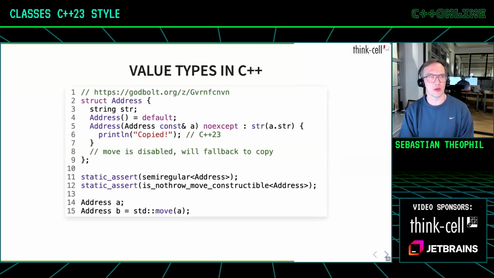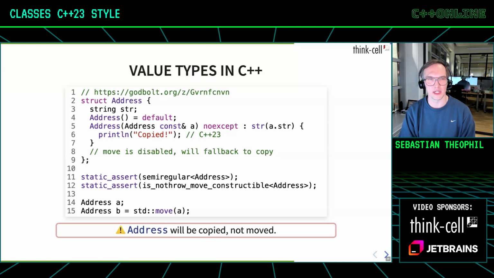The problem is this. Here I have a type address, and that address implements a copy constructor. And now that copy construction will disable the automatic generation of the move constructor. So I have a type that is, in fact, never moved. It will always be copied. But I can assert that it's semi-regular, and I can assert that it's even no-throw move constructible, because the move operation will always fall back to the copy operation, because we implemented them with backwards compatibility when we introduced the move. So that's very unfortunate, but that's unfortunately a very rare problem.